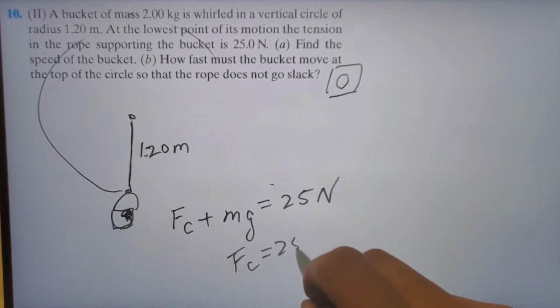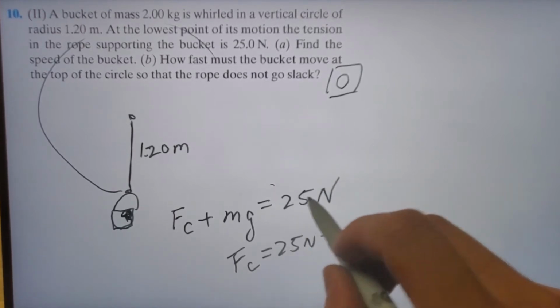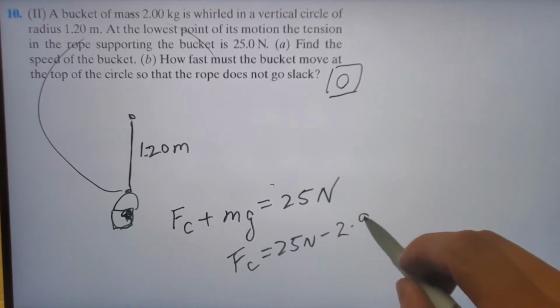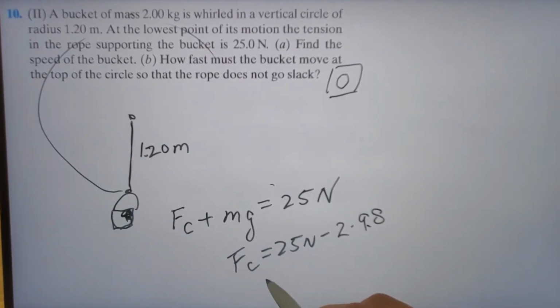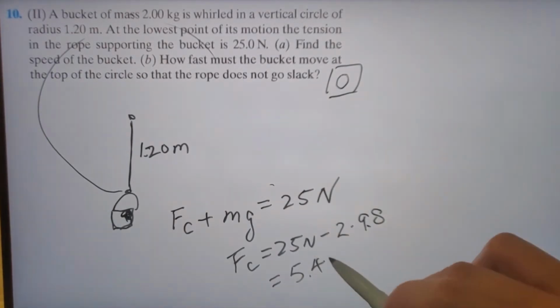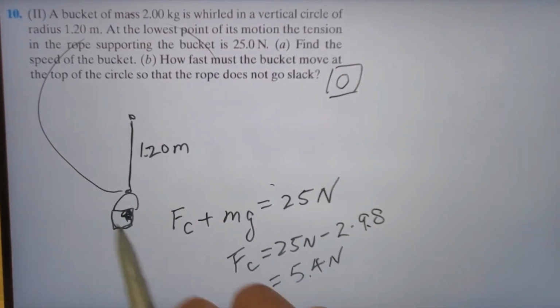Just by looking at this, what is my centripetal force? It will be equal to 25 newtons minus m, that is 2 kilograms, times g. g is 9.8. If I calculate 25 minus 2 times 9.8, I have 5.4. So this will be your centripetal force.